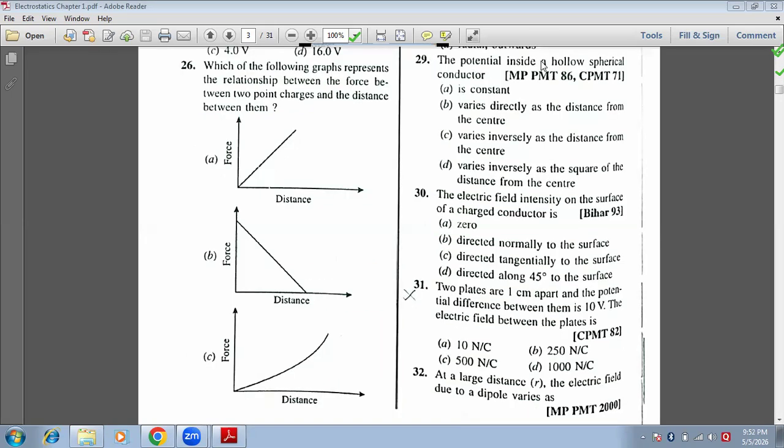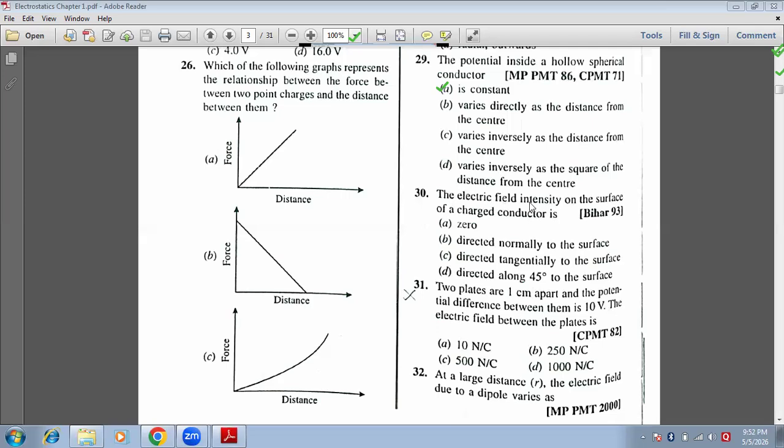The potential inside a hollow spherical conductor, option A, is constant. Option B, varies directly as the distance from the center. Option C, varies inversely as the distance from the center. Option D, varies inversely as the square of the distance from the center. Correct option, option A, is constant.